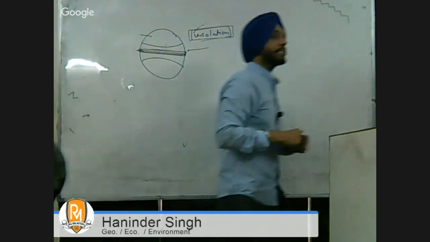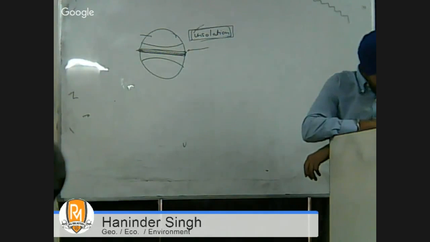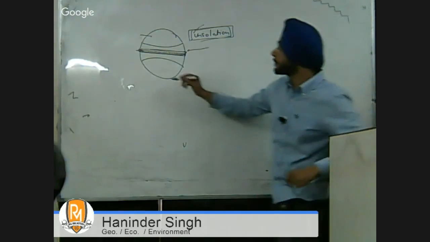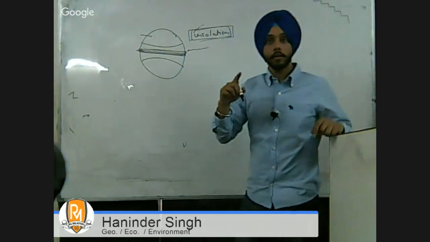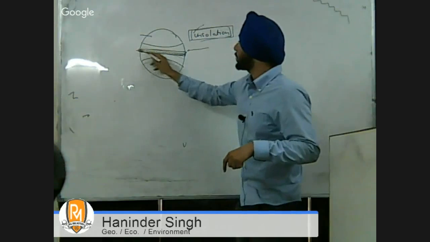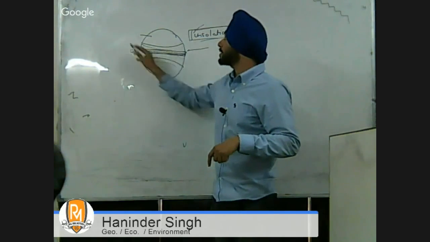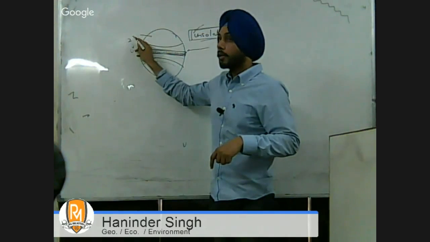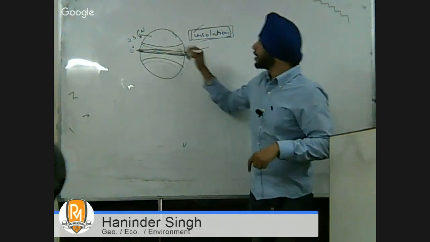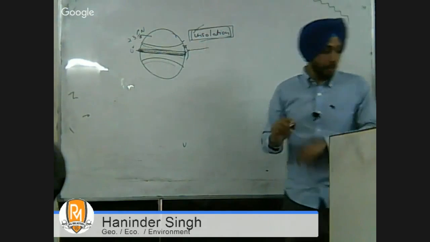Write down the factors on which the temperature of ocean water depends. First is latitude. Everybody knows what latitude is. These divisions are latitudes, so the equator is a latitude at 0 degrees, and the Tropic of Cancer is a latitude at 23.5 degrees north. So first of all, the temperature of water depends on latitude.